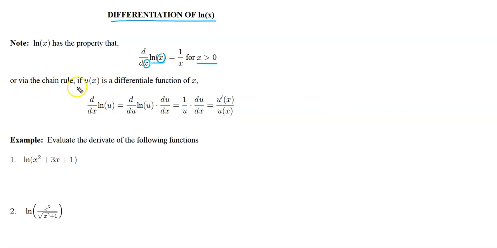So now, if you have something like the natural log of u, where u is a function of x, how do we differentiate this with respect to x? Well, you just have to use the chain rule. So if u of x is a differentiable function of x, then the derivative of ln of u with respect to x is going to be d/du of the ln of u times du/dx. So this is by the chain rule. And notice that these du's cancel and you recover d/dx of the ln of u. So we just get this back.